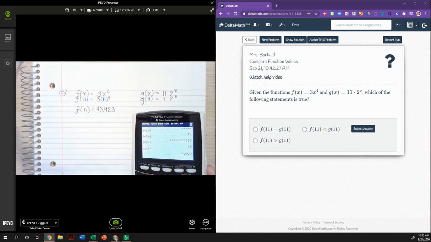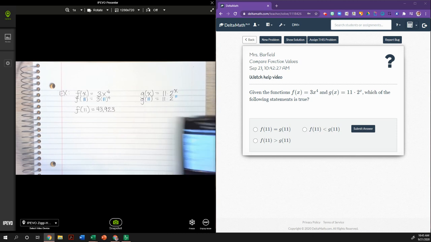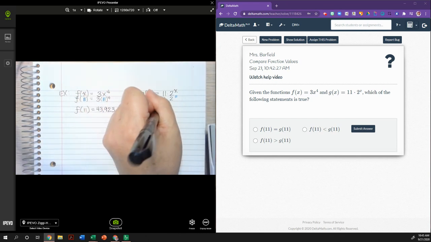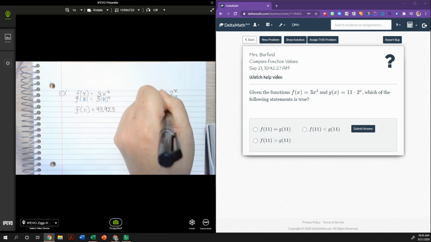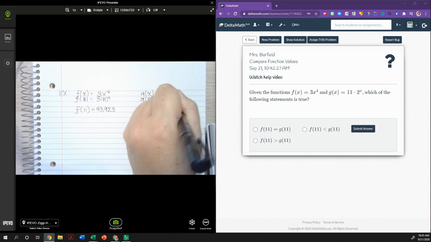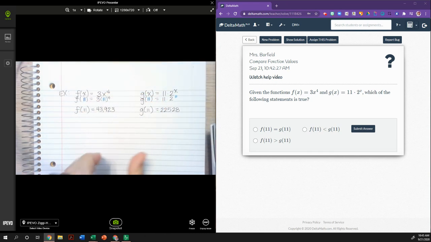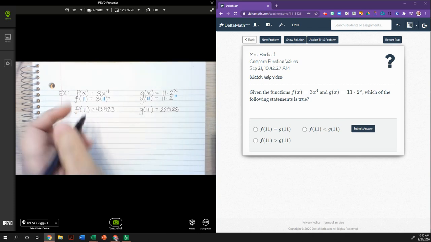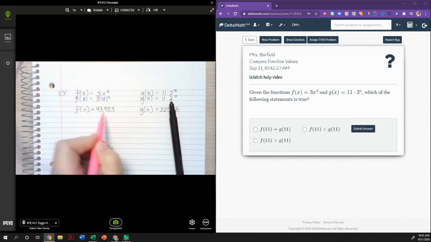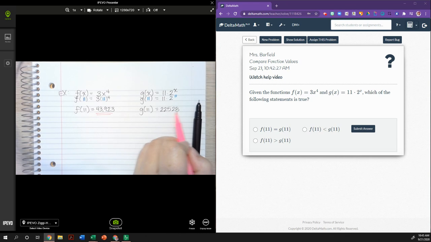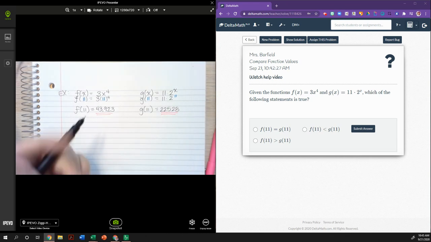All right, now I'm going to type in 11 times 2 exponent 11. All right, and so that gives me 22,528. Okay. All right, so now I have to compare these values. That's what they're asking me to do, is to compare these values.